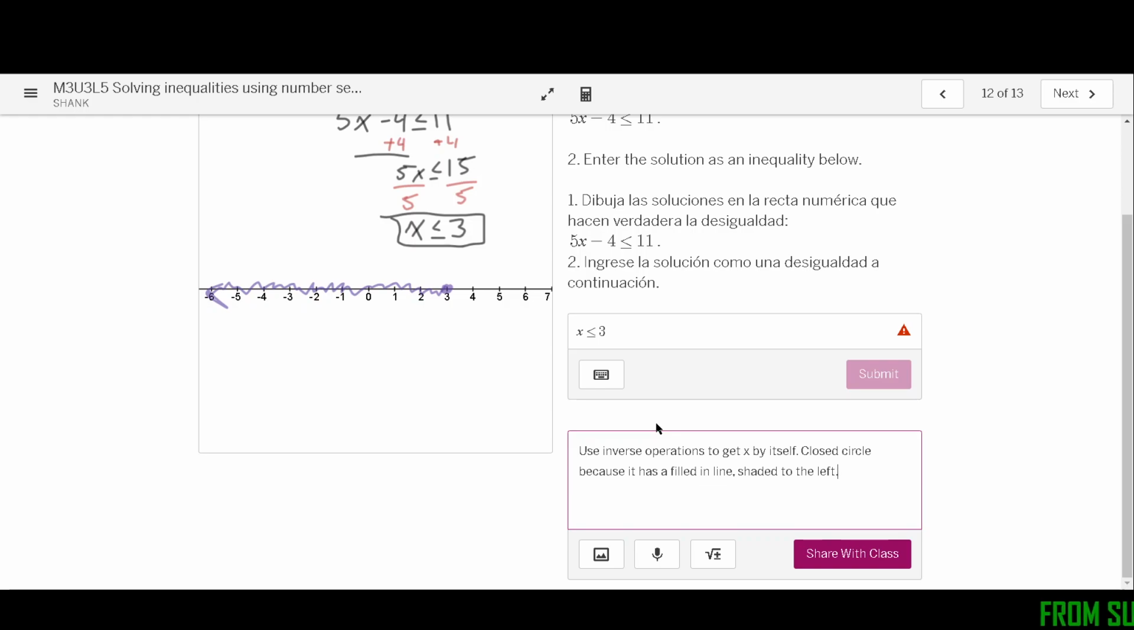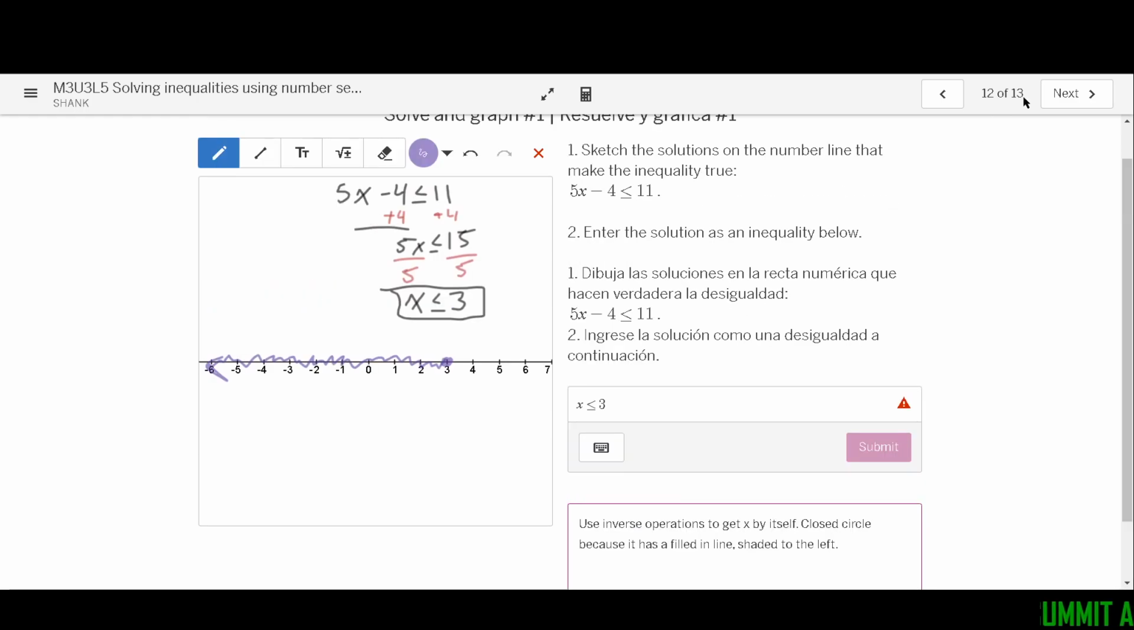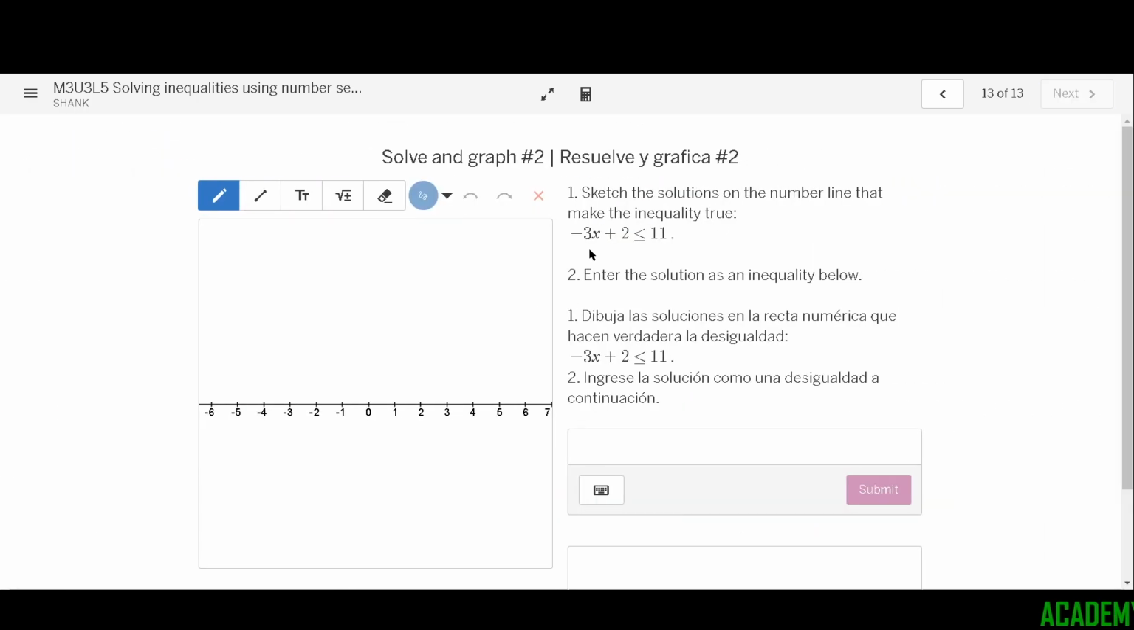So try that next one out. Again, use this as an example. Be able to set up your two things. Again, make sure that you're flipping that direction because of the negative symbol. Try it out. Make sure you can check with me. Otherwise, be sure to ask questions as they come up.